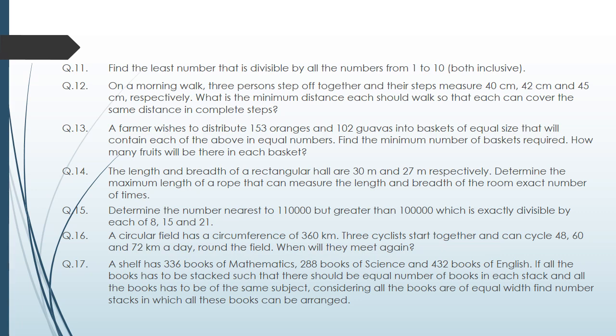The 16th question is really very easy to do. The question is, the circumference of a circular field is 360 kilometers. Three cyclists start together. They can cycle 48, 60 and 72 kilometers a day around the field. When will they meet again? To find out when they will meet again, you need to find the LCM of the given numbers, because definitely they are going to meet after more kilometers, which will be greater than the given numbers.